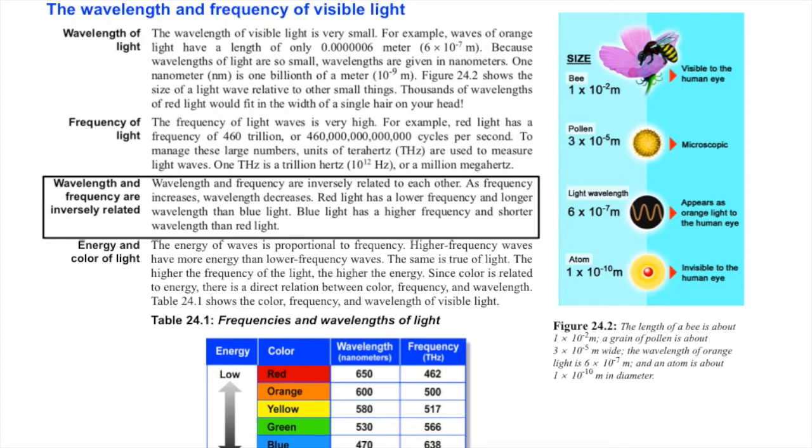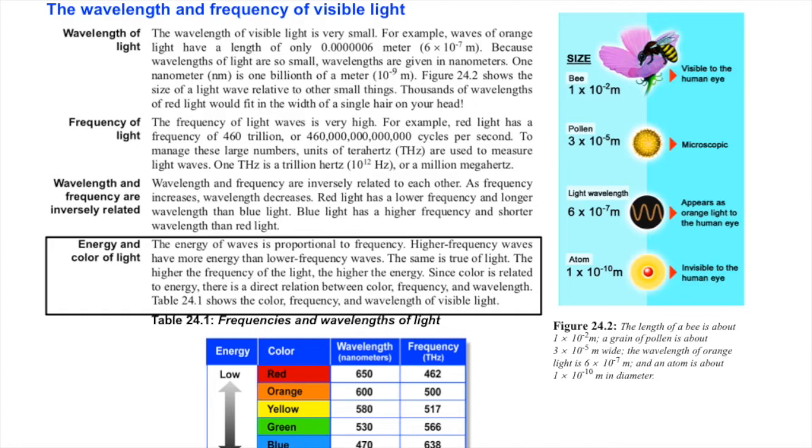Wavelength and frequency are inversely related. Wavelength and frequency are inversely related to each other. As frequency increases, wavelength decreases. Red light has a lower frequency and longer wavelength than blue light. Blue light has a higher frequency and shorter wavelength than red light.